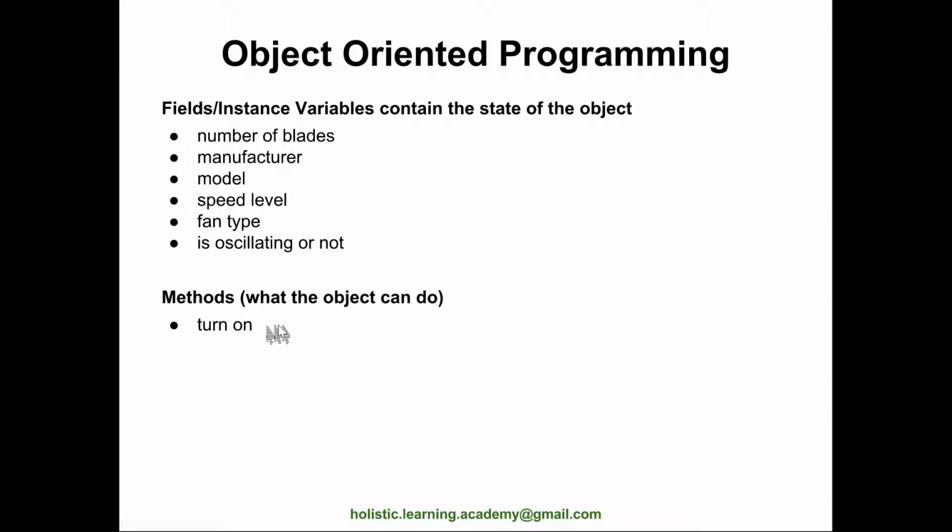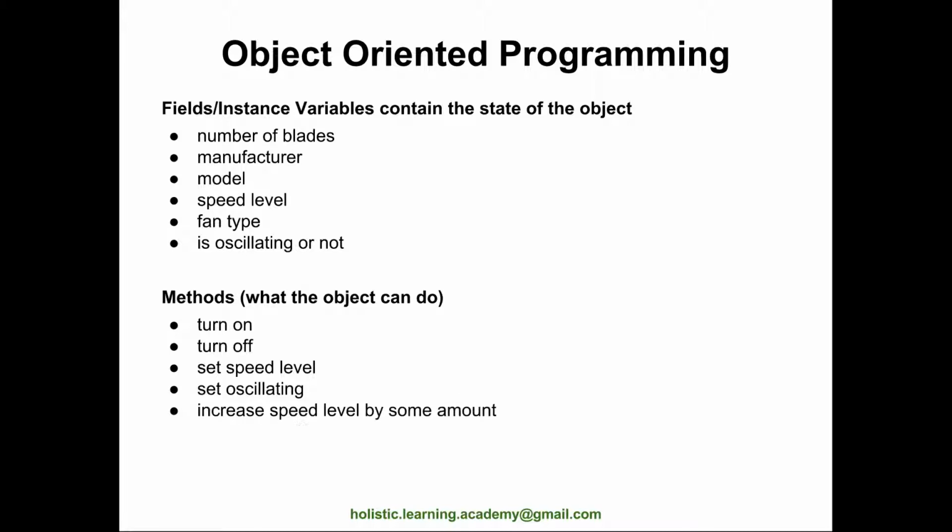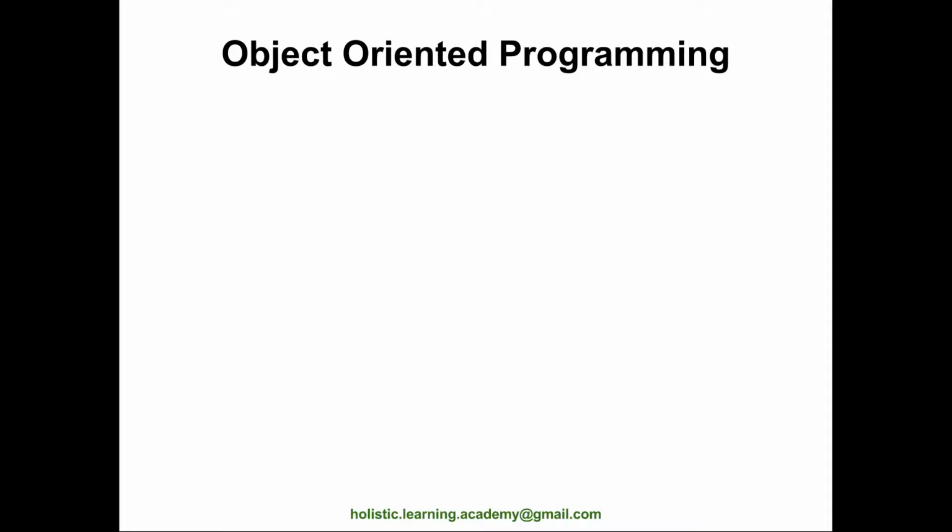Okay, turn on is one action. Turn off, you can turn off your fan, right? And you can sometimes just change your speed level, right? And then you can change in some fans the oscillation, and then increase speed level by some amount, which is same as set speed level, right? But maybe you are just decrementing the speed level by 1, and then you are decreasing the speed level by some amount. All these actions are possible, and we'll see how to implement all of this.